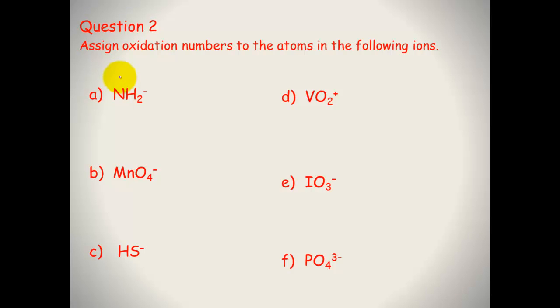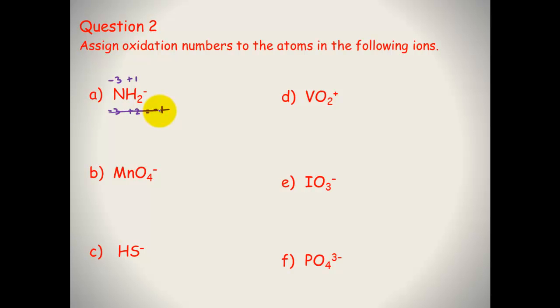Nitrogen, we need to work out based on hydrogen. Hydrogen is +1. There are 2 hydrogens, so it is +2, but the overall charge has to equal -1. So nitrogen needs to be -3. -3 plus 2 equals -1.